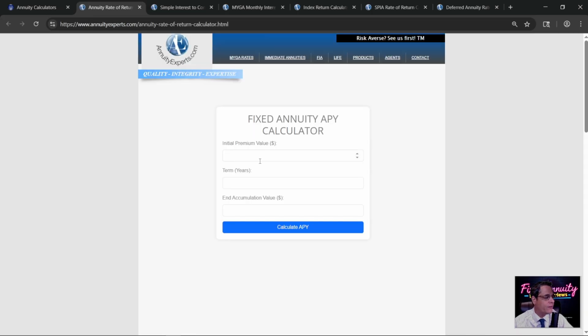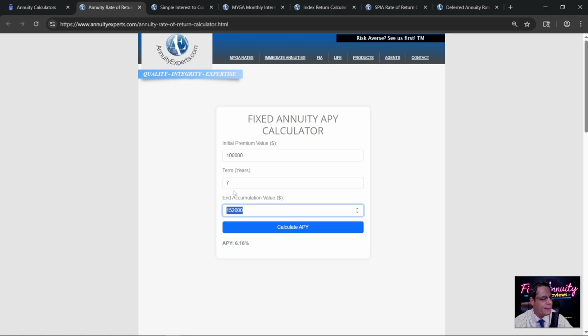So first thing is ask for your premium. You're going to put in the years. We're going to say 7 years was the time I had this. And you can use this for FIA, MYGA, regular, deferred, any type of thing where it's been sitting tax deferred for X amount of years. So let's say after 7 years, this client had $152,000. That's pretty good. What was their APY?